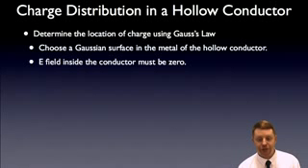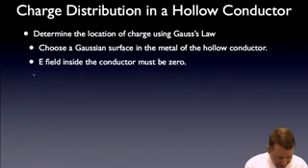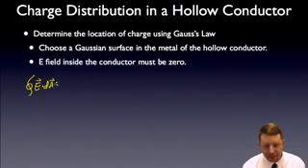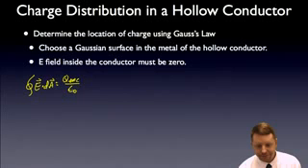Let's take a look at charge distribution in a hollow conductor. In a hollow conductor, you can determine the location of charge by utilizing Gauss's law. Let's choose a Gaussian surface in the middle of the hollow conductor, making note that the electric field inside the conductor must be zero. So if we choose that as our Gaussian surface, then Gauss's law states that the integral over the closed surface of E dot dA must be our total charge enclosed divided by epsilon 0 again.